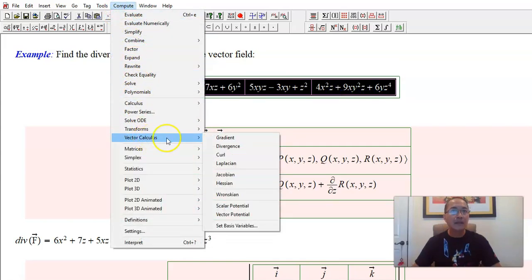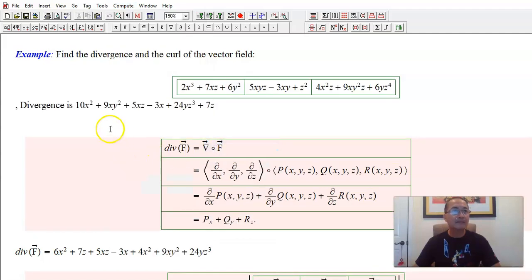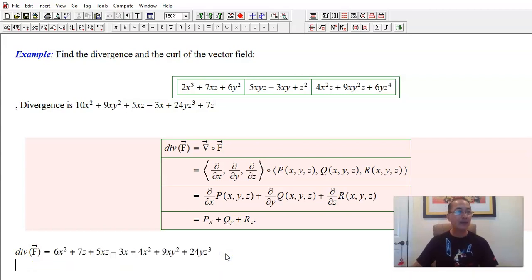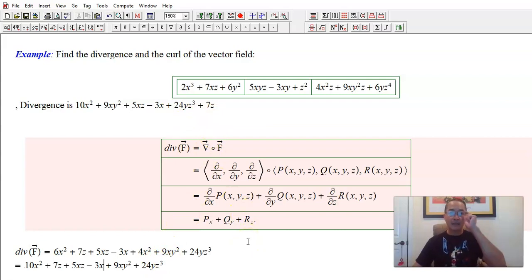Oh great Scientific Notebook, did we get it right? Divergence. Oh, check it out. Yes, 6x squared with a 4x squared, so yes, that does simplify into 10x squared. So that can go away. Anything else we can put together? I think that's it. 9xy squared, correct. 5xz, correct. Minus 3x, correct. 24yz cubed, there it is, and 7z. So that is the divergence of our vector field.